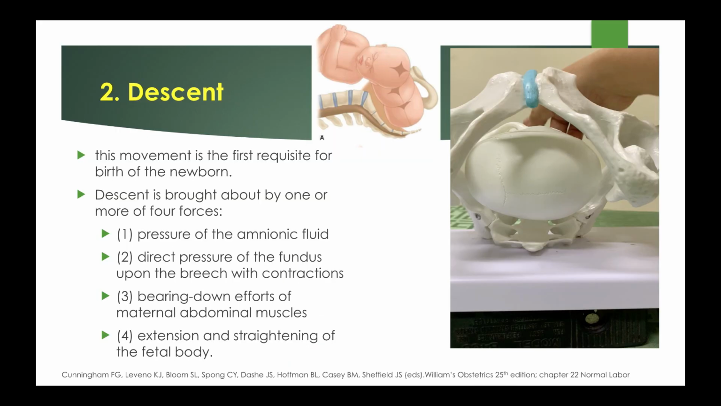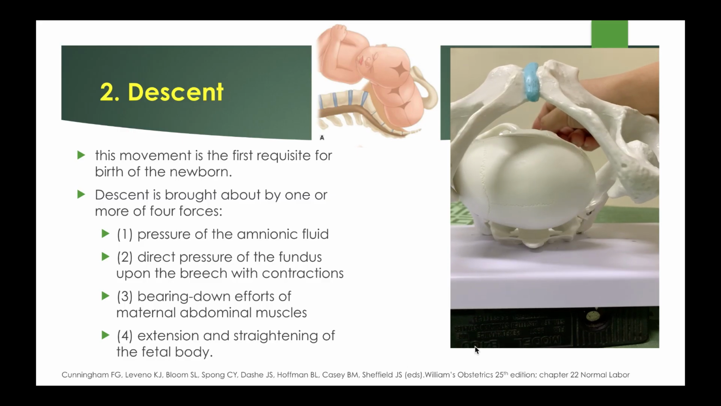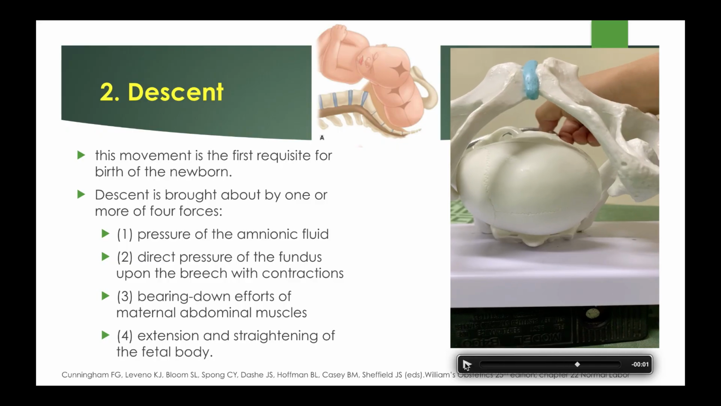The second cardinal movement of labor is descent. This movement is the first requisite for the birth of the newborn. Descent is brought about by one or more of 4 forces. 1. Pressure of the amniotic fluid. 2. Direct pressure of the fundus upon the breech with contractions. 3. The bearing down efforts of the maternal abdominal muscles. And the 4th is the extension and straightening of the fetal body.